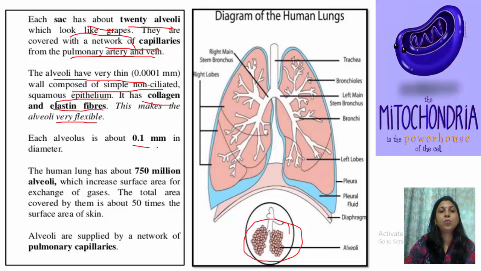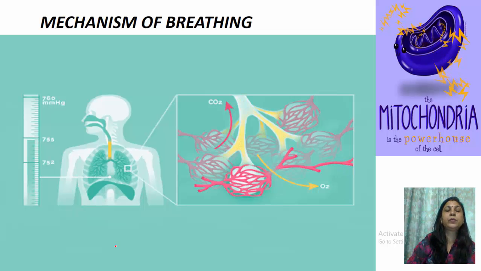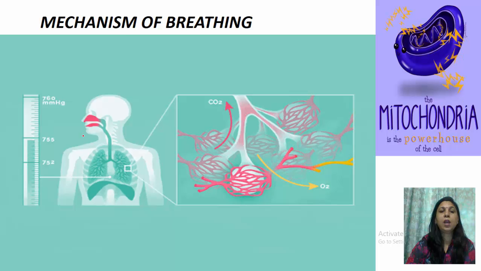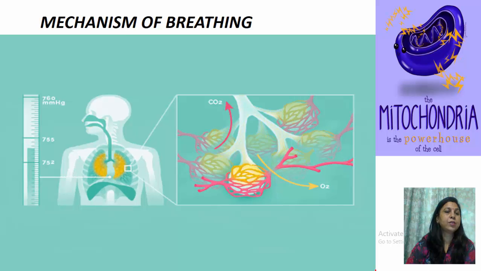Each alveolus is about 0.1 millimeter in diameter. The human lungs have about 750 million alveoli, which increases the surface area for the exchange of gases. The total area covered by them is about 50 times the surface area of the skin. And alveoli are supplied by a network of pulmonary capillaries. This is the mechanism of breathing. You can see the air coming in and out, in, out. You can see these are the capillaries where the gaseous exchange is taking place.